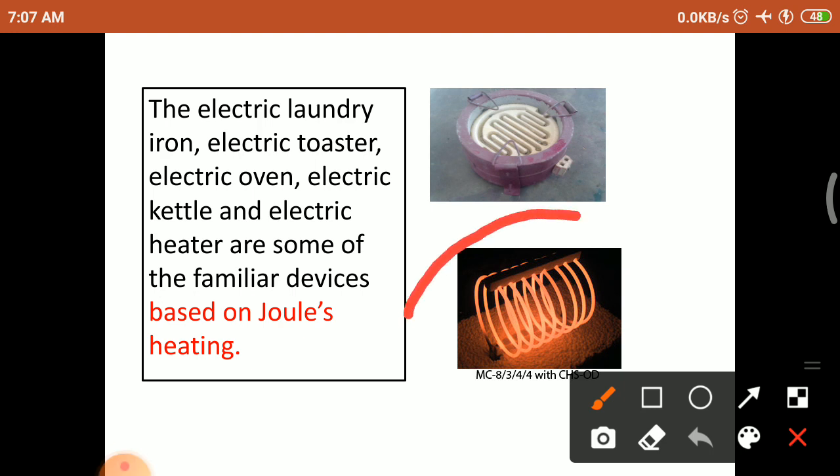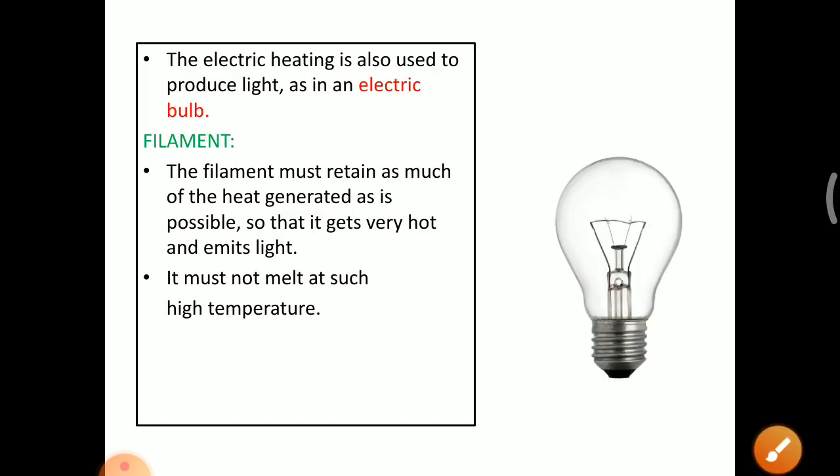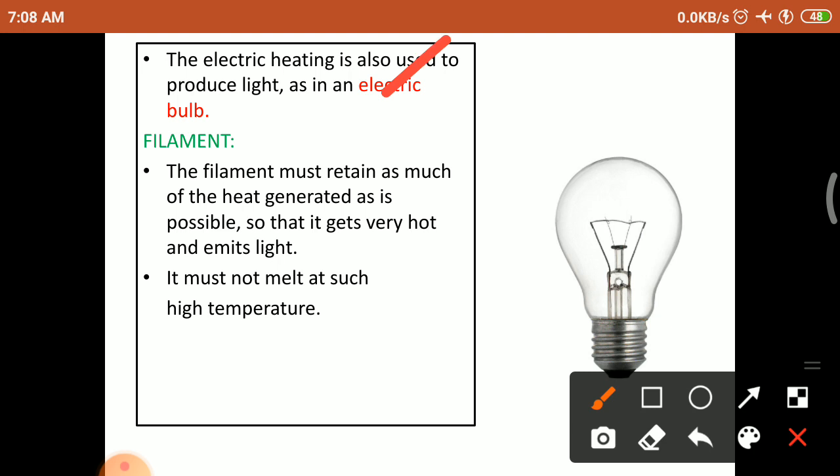The heating element of an electric heater is made of nichrome. It glows because it becomes red hot due to the large amount of heat produced on passing current through it. So the next application of the heating effect of electric current is in the electric bulb. How is the heating effect of electric current used in an electric bulb?